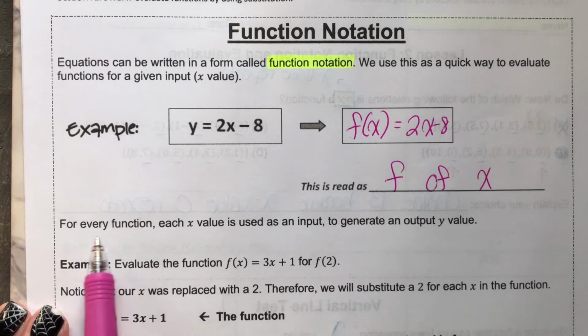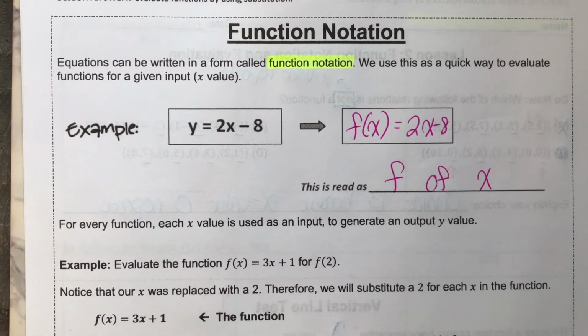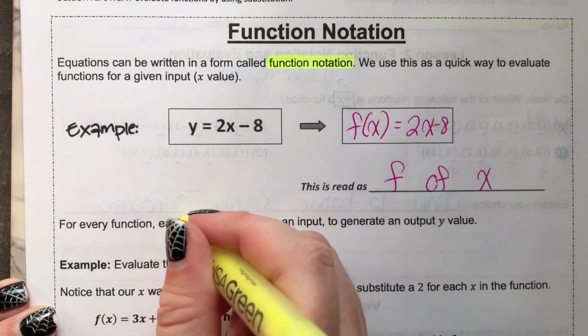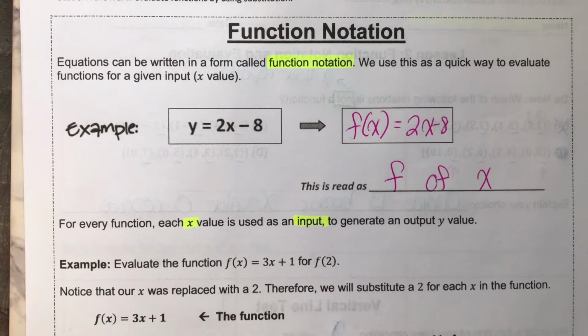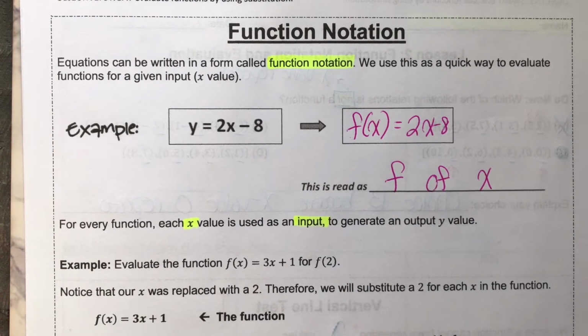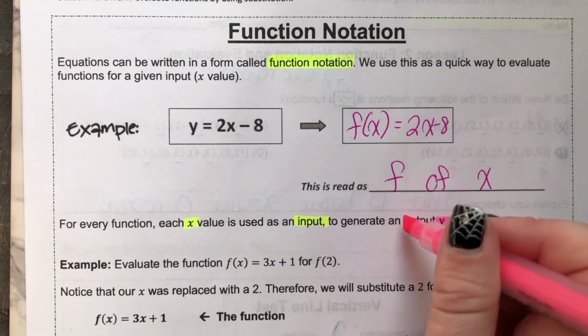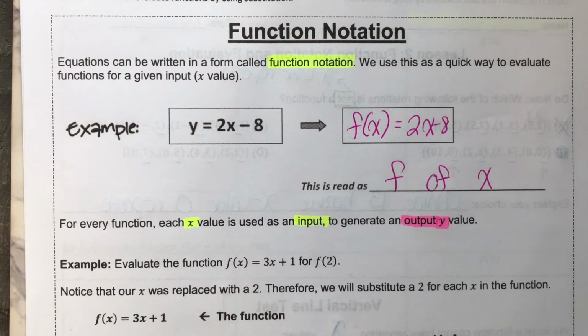All right. For every function, each x value is used as an input to generate an output, which would be a y value. So I'm going to go ahead and highlight that as well. I know that x is my input. It's the number that I'm plugging in. Input, plugging in. Y is my output. That's the number, or my answer, that I should be getting out.